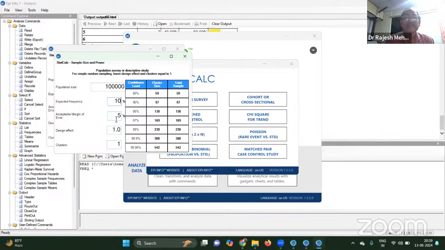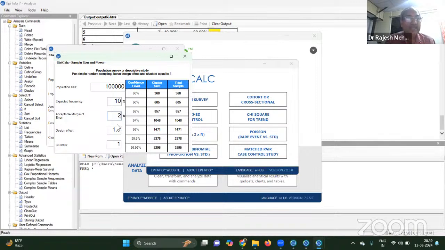So if it is 10%, a 5% margin is too much. 10% plus minus 2, plus minus 1, how much percentage will you allow in the result? So it will be something like 2. If it is 50, it may be 5. But if it is 10 percent, you expect between 12 to 14, like that.